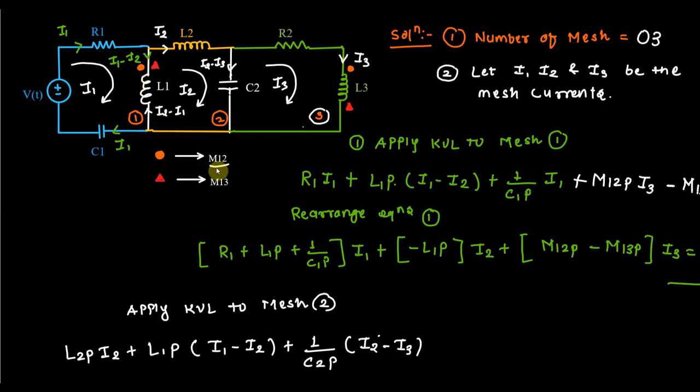So we write for the first one. The first is M12P. So first we write the magnitude. Second we write the current. What is the current here? I have already mentioned the current through the dot, that is the circle, is I3. Right? Now see the direction.